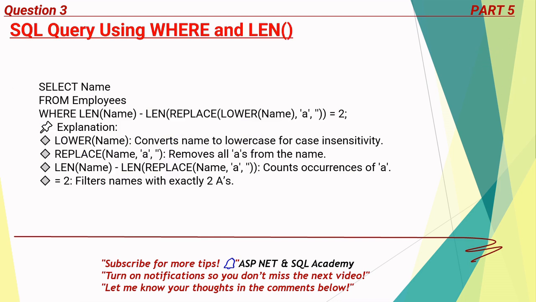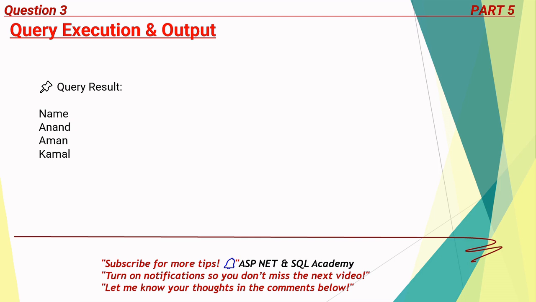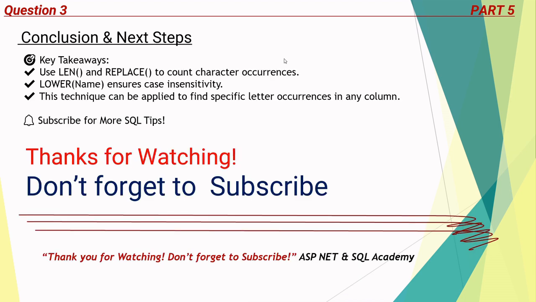This SQL query works by counting how many times the letter appears in each name. We do this by subtracting the length of the name after removing all A's from its original length. If the result is exactly 2, we include the name in our output. When we execute the query, it correctly returns names like Anand, Aman, and Kamal, which contain exactly two A's. That's how you find names with exactly two A's in SQL.